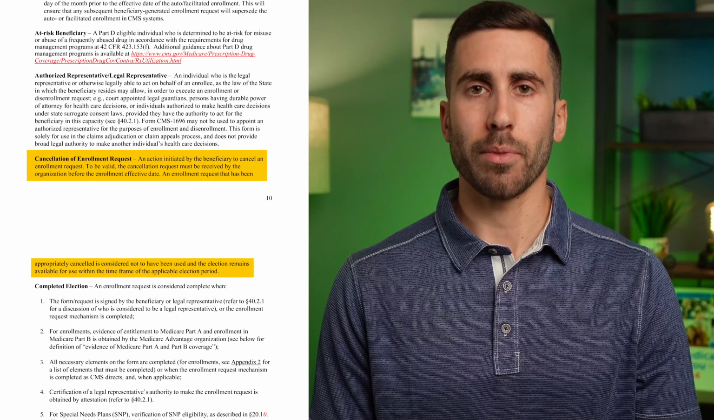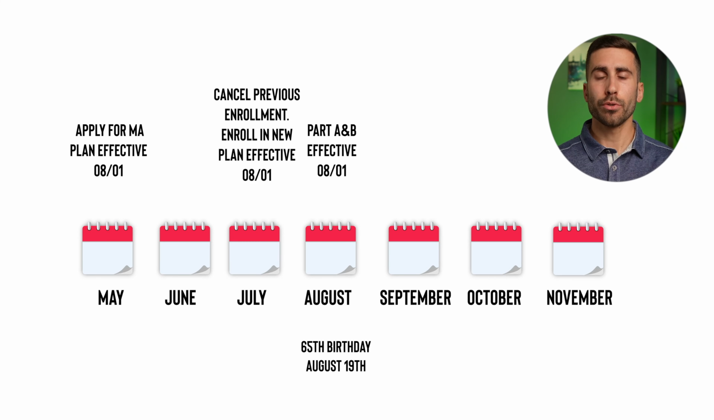When it comes to many enrollment periods, it is good to know that the actual enrollment period is not fully used until the plan becomes effective, as you can see from the Medicare guidelines. The same is true for your initial enrollment period. So let's say you turn 65 on August 19th and you use your IEP to enroll in May for a Medicare Advantage plan to become effective August 1st when your Part A and Part B also become effective.